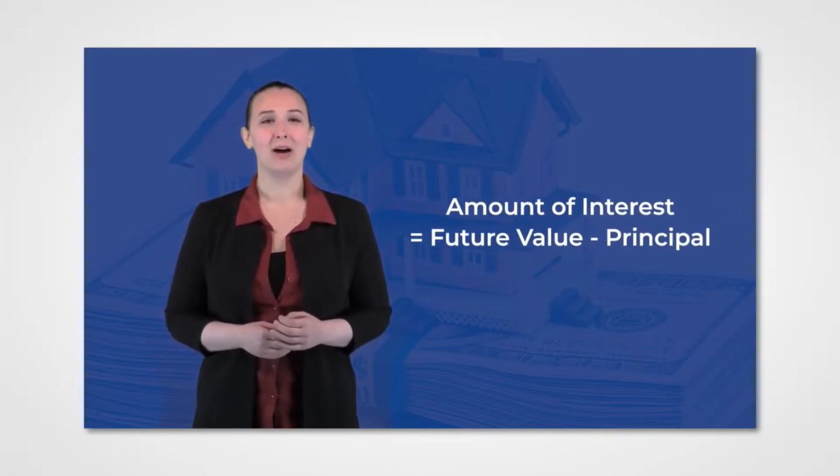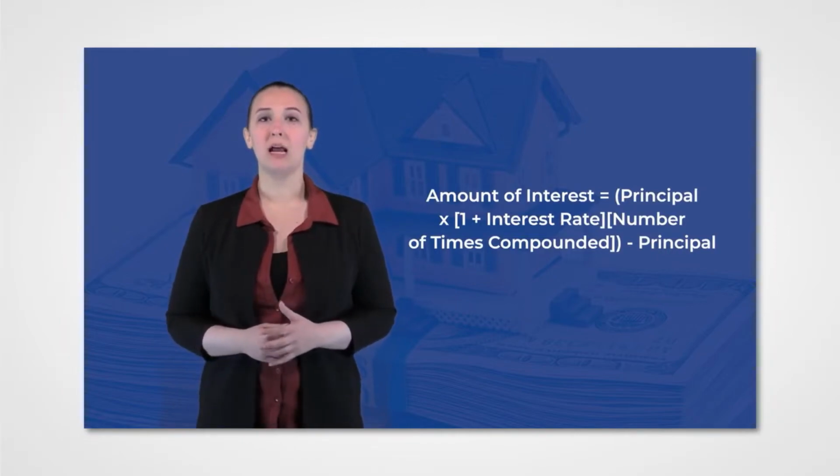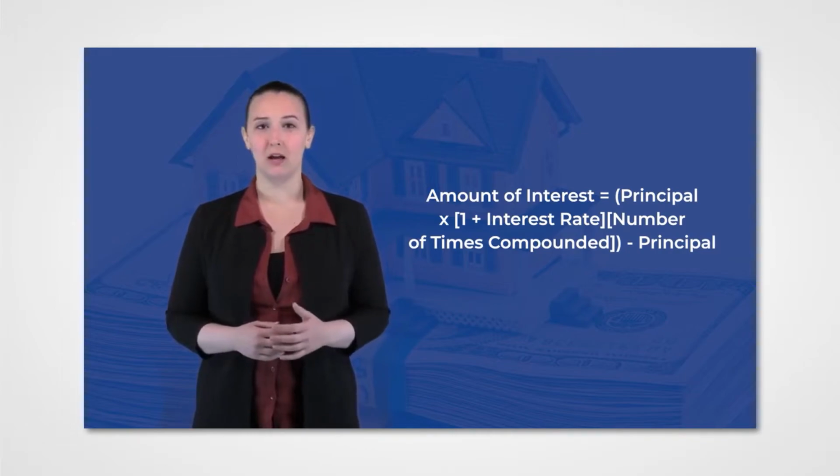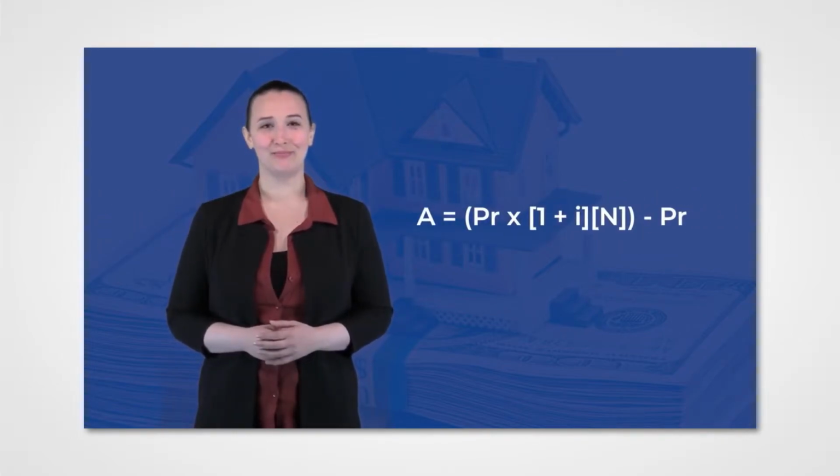By adding an extra piece to the formula, we can find the amount of interest that will be added to our principal. Amount of interest equals future value minus the principal. So, amount of interest equals principal multiplied by 1 plus the interest rate to the power of the number of times compounded minus the principal. Or, all we've done here is added a step where we remove the principal amount from the future value. This formula shows the result of compound interest over a year.